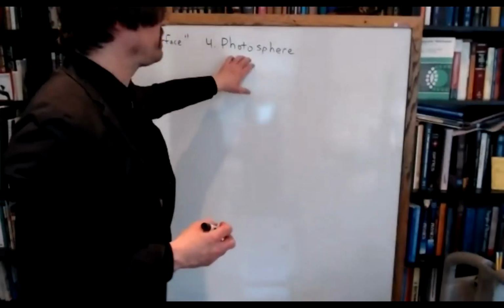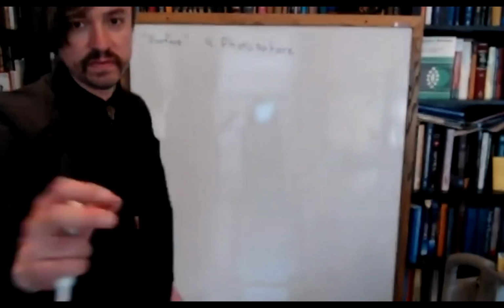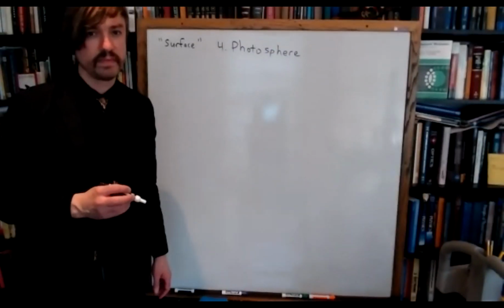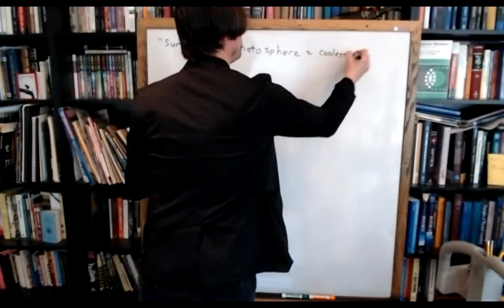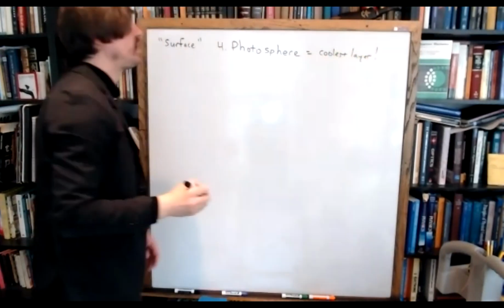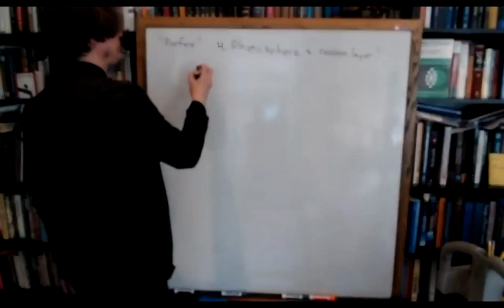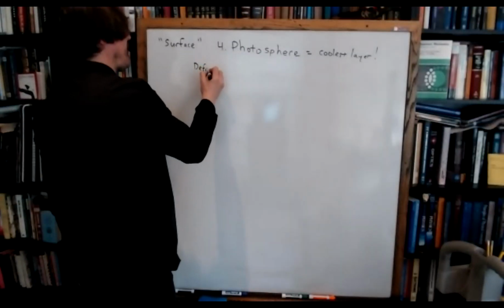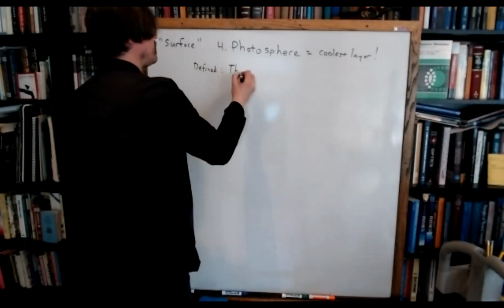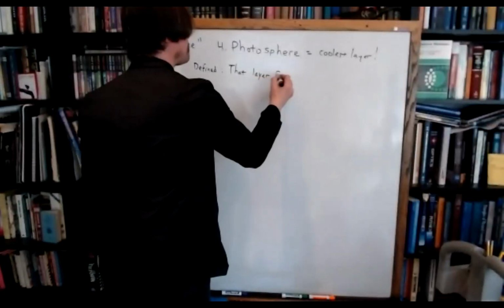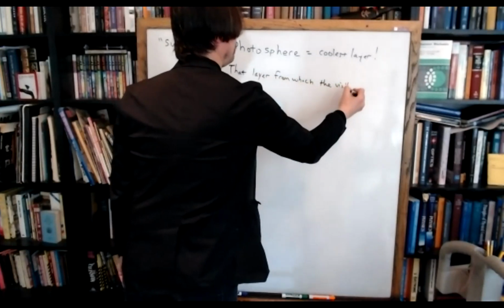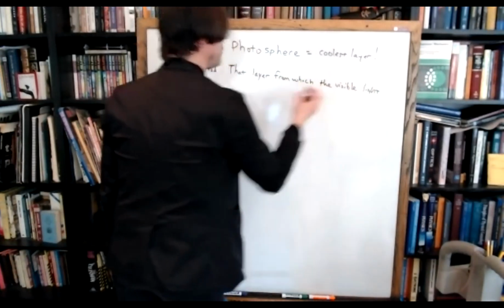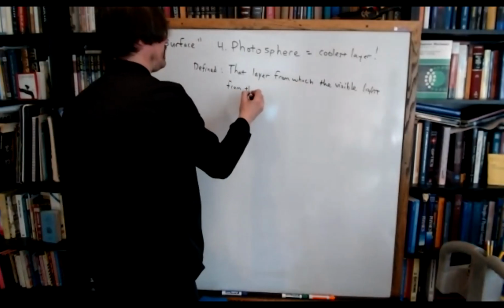Okay, so here's the photosphere. Let's just try to go back to this as long as our focus holds. Maybe if I just move a little bit further away. Okay. There we go. The photosphere is the coolest layer of the sun. And it has a technical definition. The photosphere is defined in the following way: that layer from which the visible light from the sun is emitted.